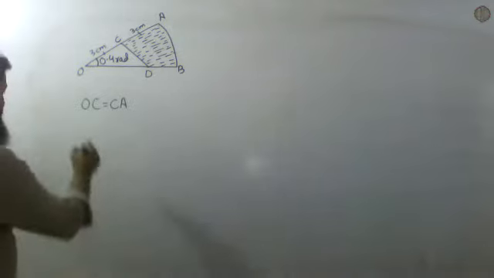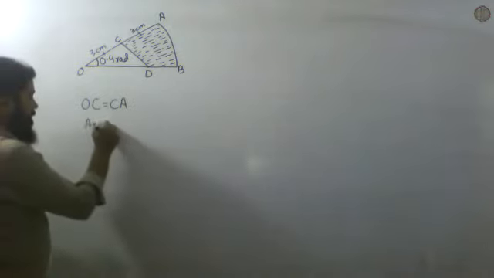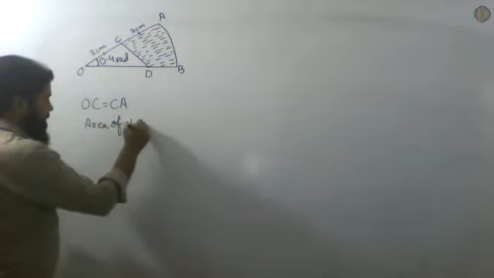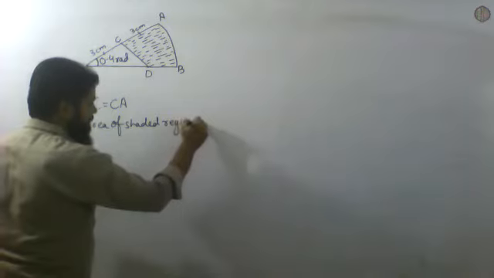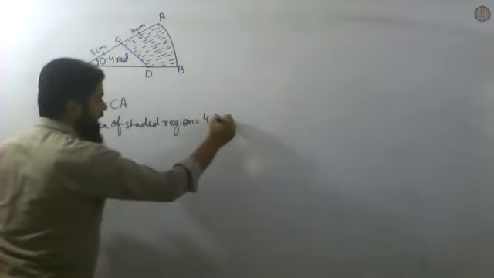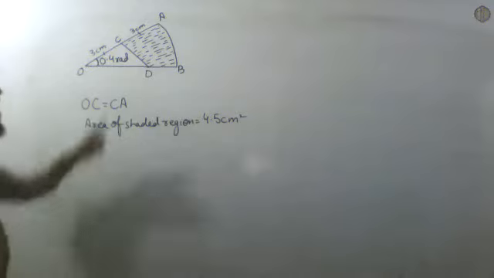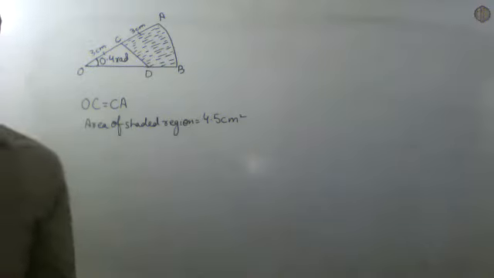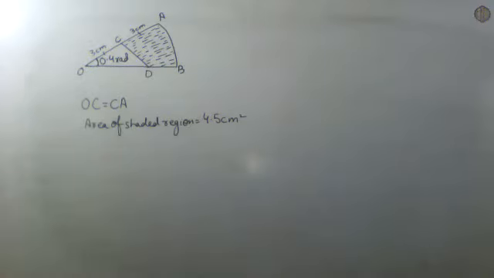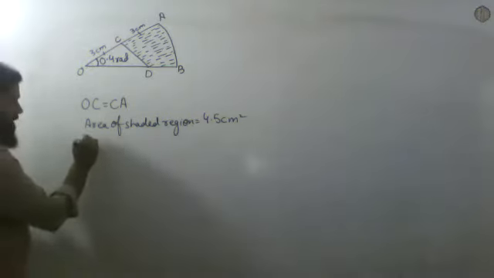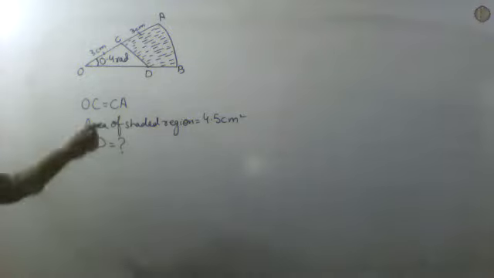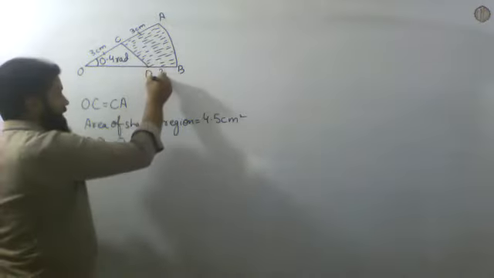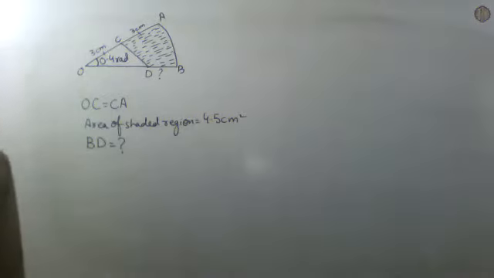And they are saying that area of shaded region equals 4.5 centimeter square. Area of shaded region is given to me as 4.5 centimeter square. They are telling me to find the length of BD. I have to find the length of BD, which is this one.